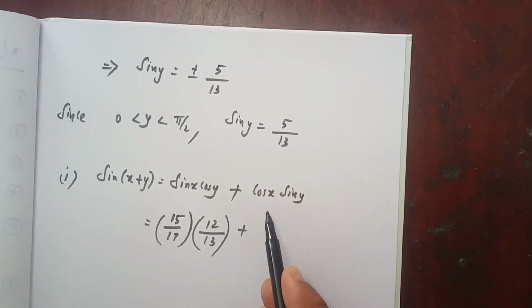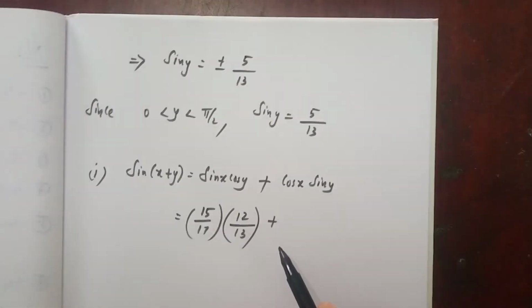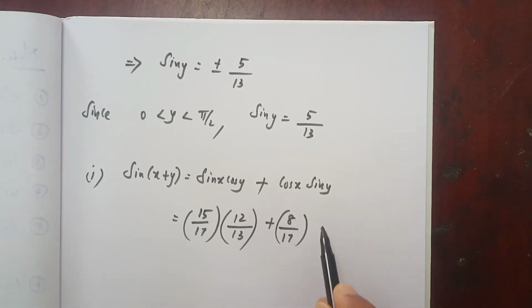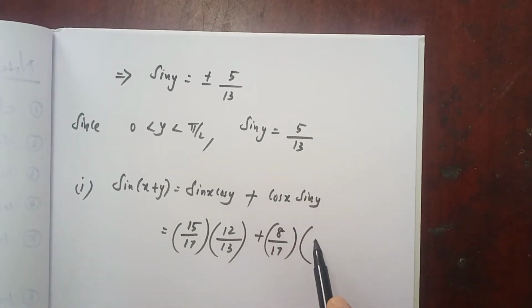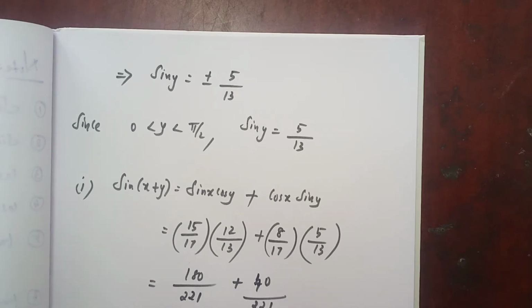Plus cos x value we got it, that is 8 by 17, and the sin y value here it is 5 by 13, equals 15 12s are 180, 17 13s are 221, plus 8 5s are 40, divided by 17 13s are 221.